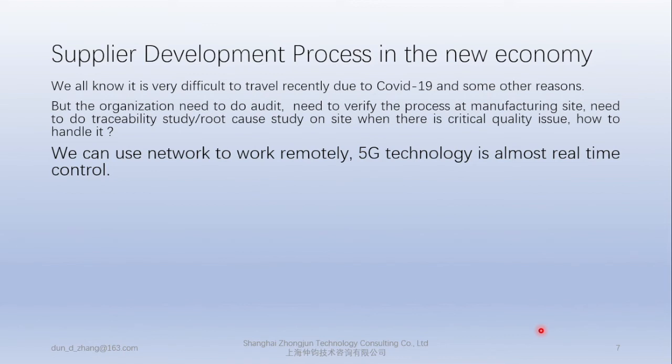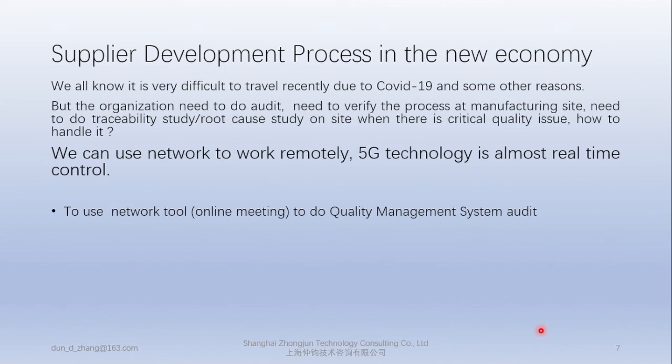5G technology is almost real-time control. We can use network tools, online meetings, to do quality management system audits: Webex meetings, Zoom, Teams, for example. And we can also use a remote video camera to verify the process at the manufacturing site. Because you need to check certain things, the camera can be your eyes.